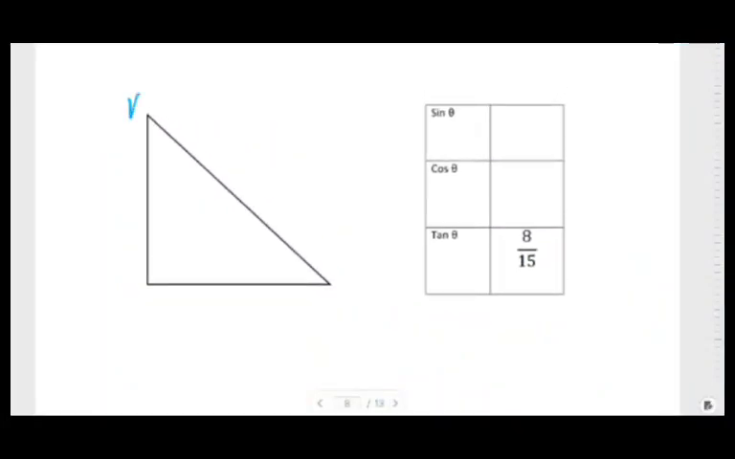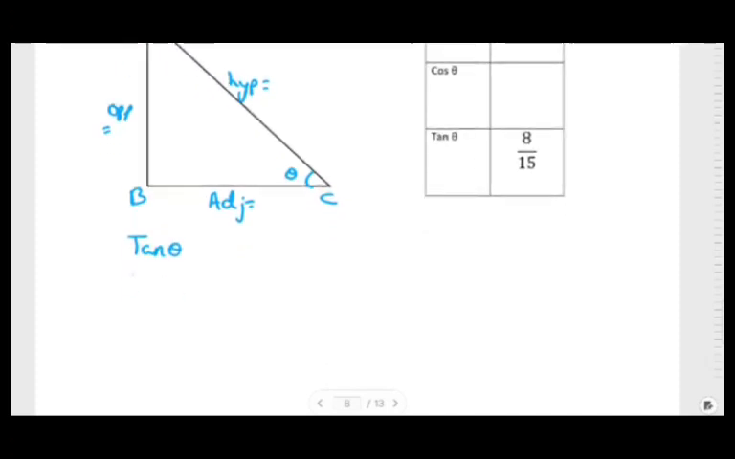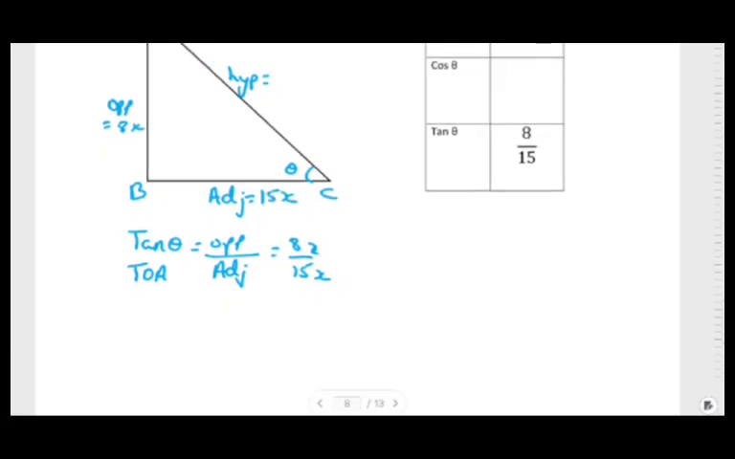Next sum. Alright. Opposite, adjacent, hypotenuse. Okay. Tan theta. Tan is TOA. That means opposite upon adjacent, which is 8 upon 15. So my opposite value is 8x. My adjacent value is 15x.